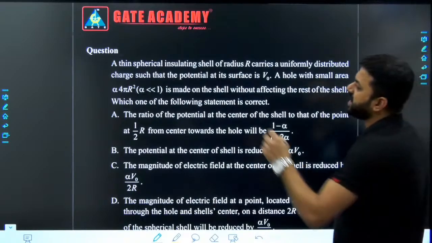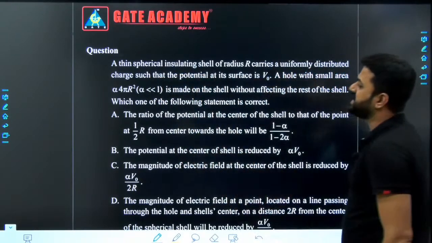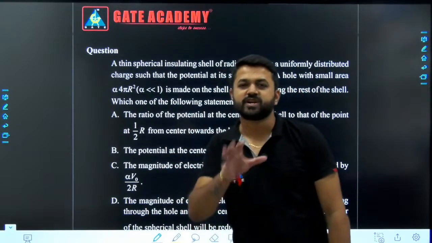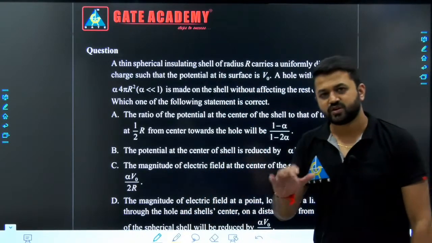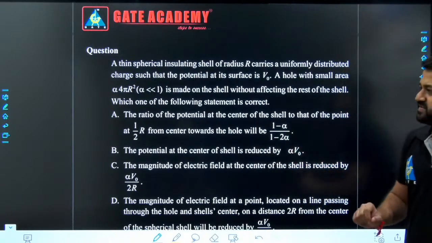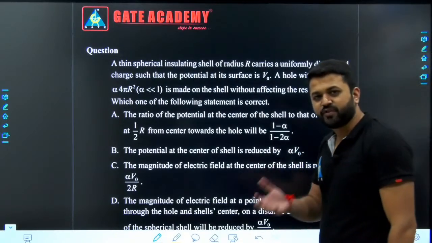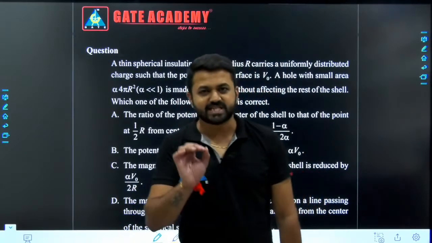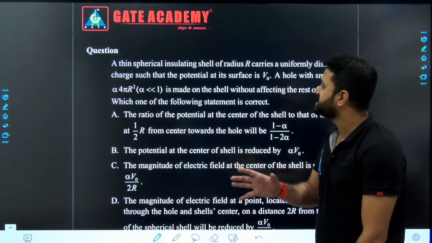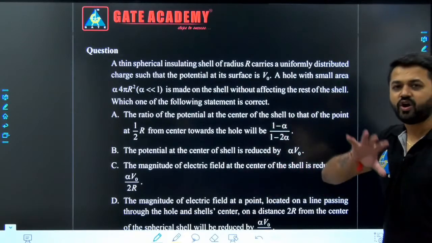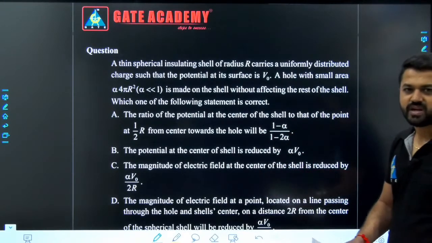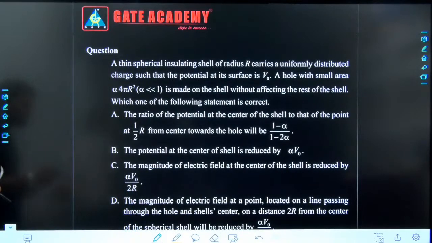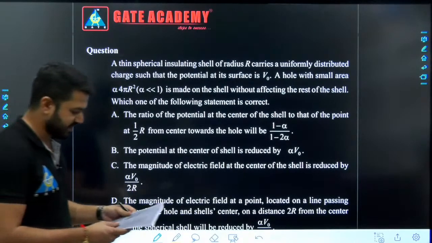So here we have a thin spherical insulating shell. That means if we charge that spherical shell, the complete charge will be distributed on the surface of the sphere. So what is the surface area of the sphere? The surface area of the sphere is 4 pi r square. If I take the total charge as Q, it is distributed all over the surface, 4 pi r square. Okay.